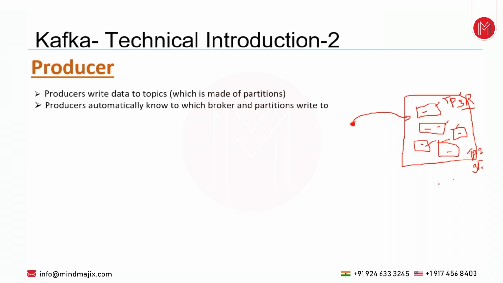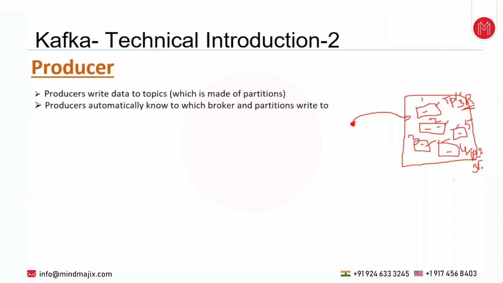Okay, so for example, let's assume this is TP1 and let's assume this is TP2. So TP1 is in broker 1. This is broker 1, broker 2, broker 3, broker 4, and broker 5. Let's assume TP3 is created with a 3 replication factor.